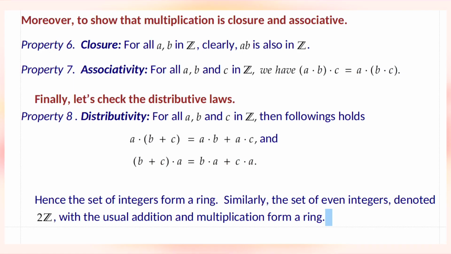It is coming under property 8, distributivity. For all a, b and c in Z, the following holds: a dot (b plus c) is equal to a dot b plus a dot c, and (b plus c) dot a is equal to b dot a plus c dot a. Hence, the set of integers forms a ring. Similarly, the set of even integers denoted by 2Z with the usual addition and multiplication forms a ring.